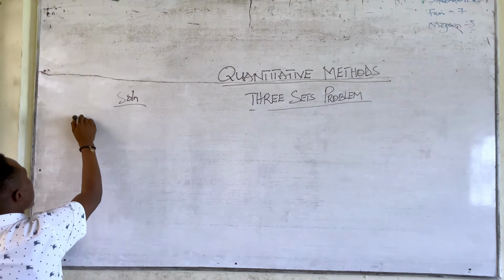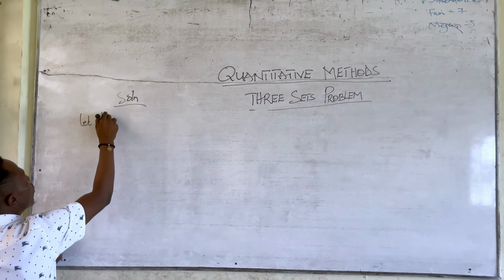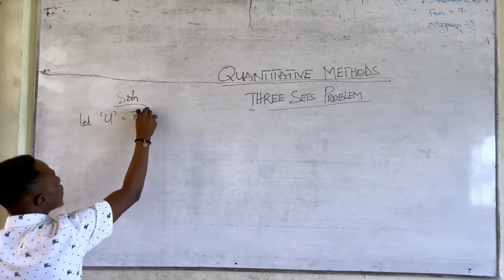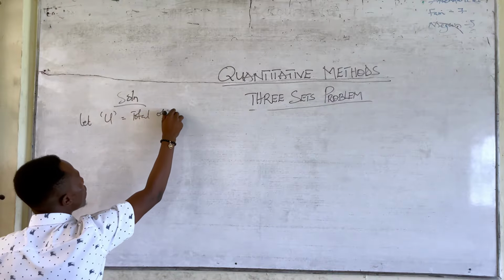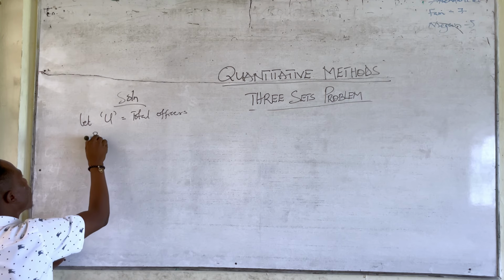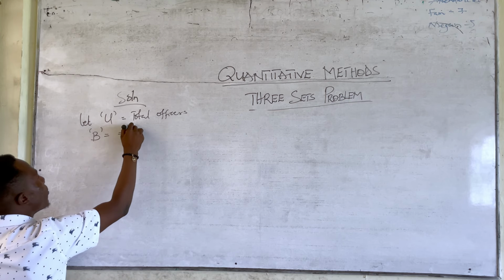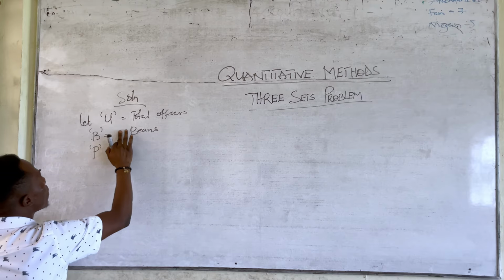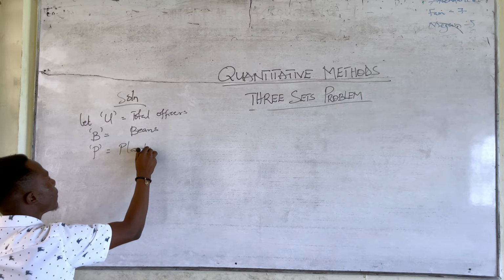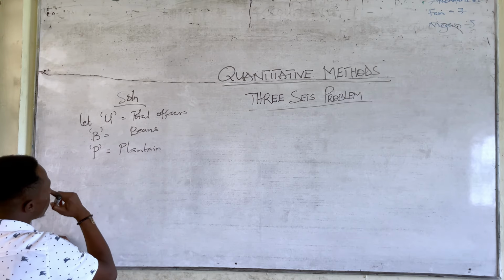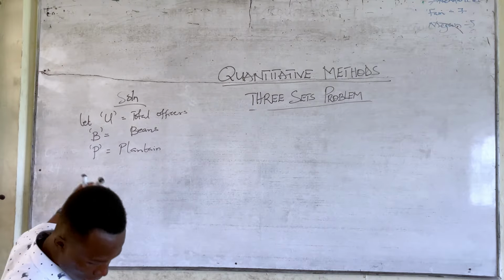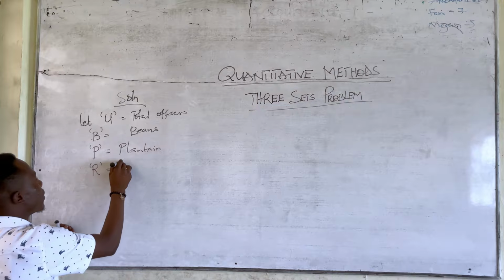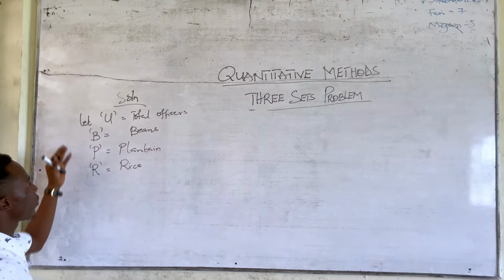So let U equal the total number, that is total officers, B equals beans, P equals plantain, and the last one, R, that is rice. Now we have it like this.